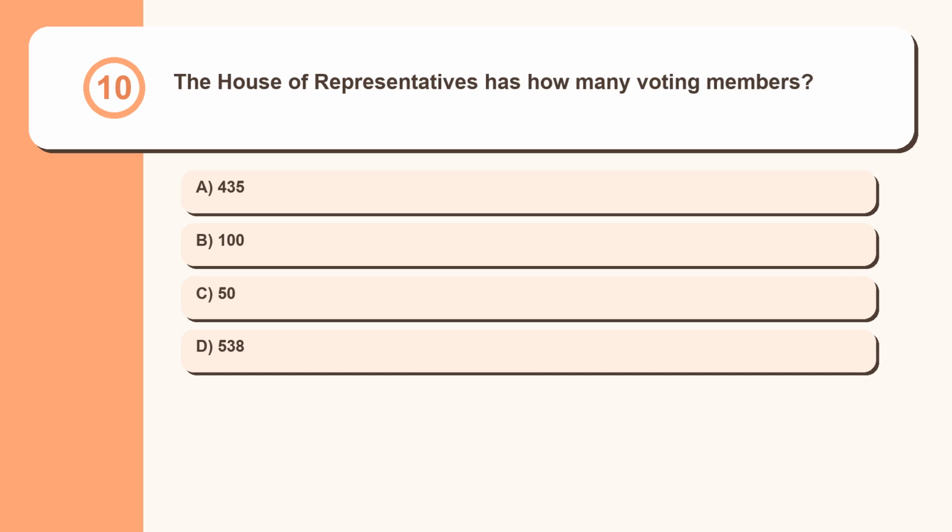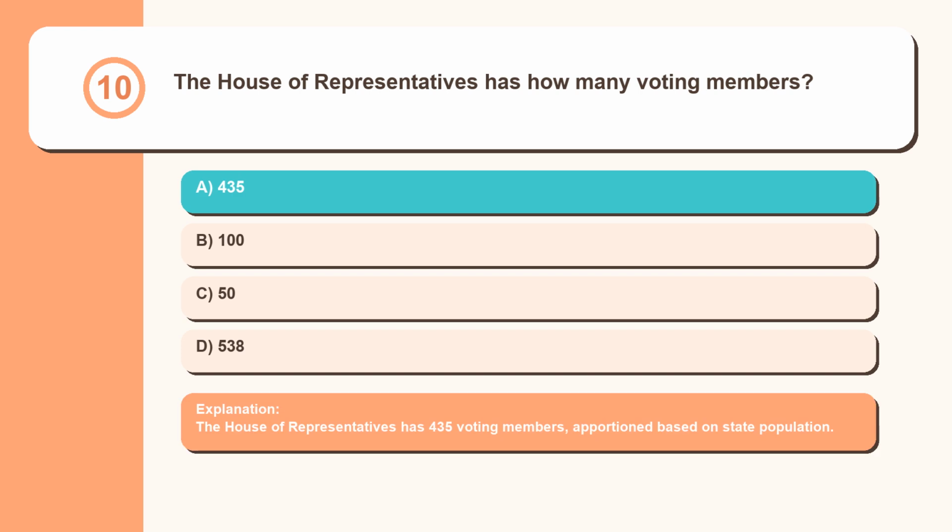Question 10. The House of Representatives has how many voting members? 435, 150, 538. The House of Representatives has 435 voting members, apportioned based on state population.